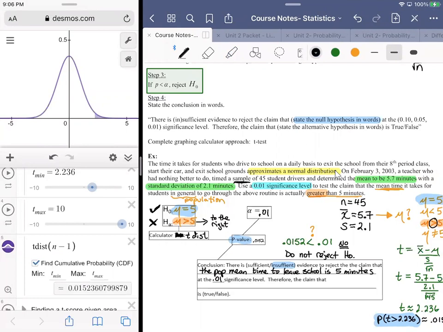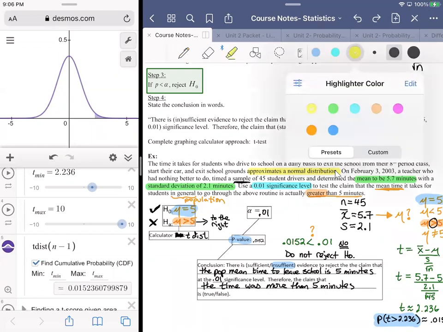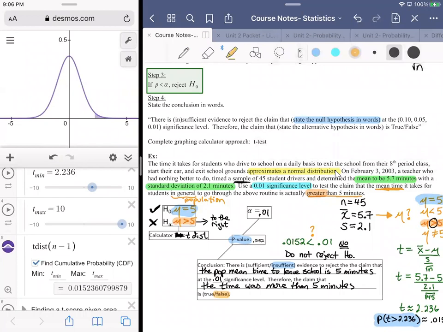Now we also have to address the consequence of that. What does that mean? It means that he's free to go. No, it means that the claim that it actually took more than 5 minutes has got to be, well, it can't be true. Right? So the claim that the time was more than 5 minutes is false. All right. So the time that it was more than 5 minutes is going to be false.